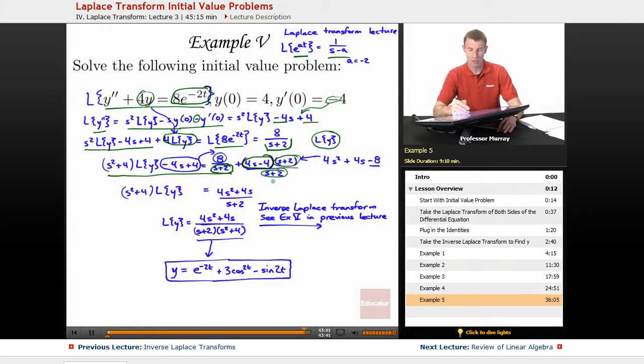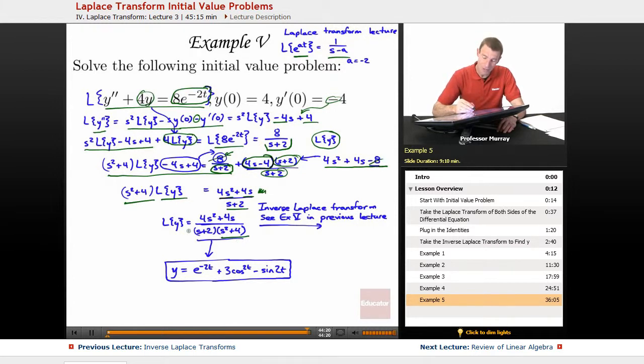And then that's a little messy. I had to expand 4s minus 4 times s plus 2. So that expanded out into 4s squared plus 4s minus 8. And when I combined that with this 8, the two 8s canceled each other out, which is why there's no constant over here. We just get the 4s squared plus 4s, still over s plus 2. In the meantime, I still have s squared plus 4 times L of y on the left. And so when I divide that across, that joins the denominator here, and we get L of y is 4s squared plus 4s over s plus 2 times s squared plus 4.